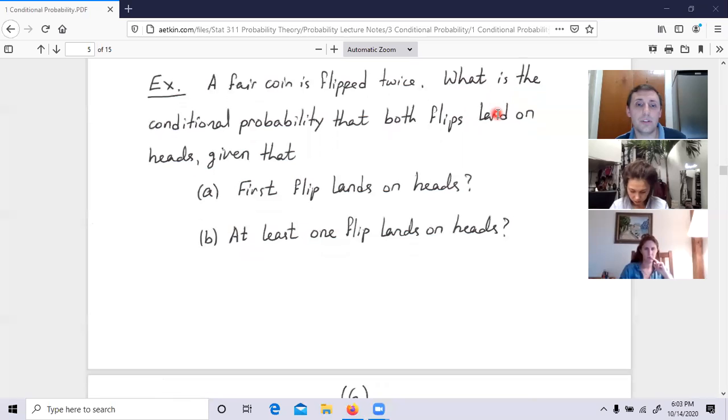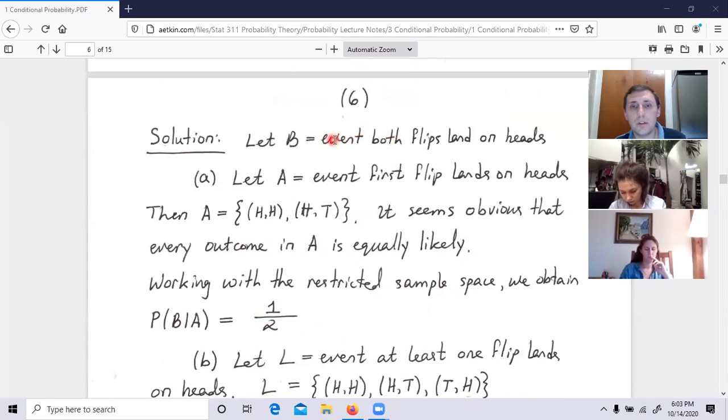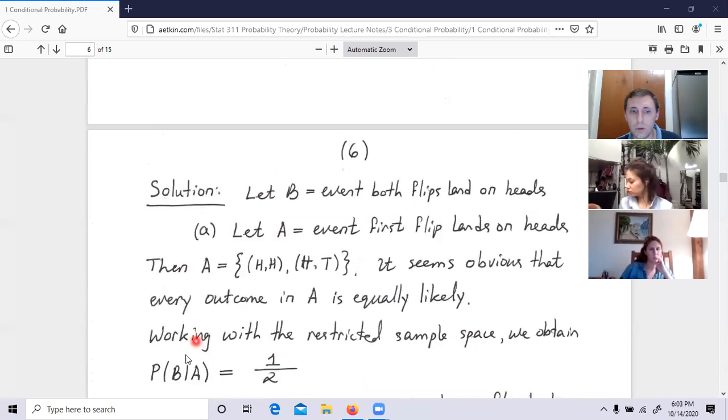All right, let's look through the solution. So B is the event both flips land on heads. And let's have capital A be the event that the first flip lands on heads. That means we have only two possibilities, heads-heads or heads-tails, correct? And for the probability of B given A, if we know that A happened, the first flip is heads, so either this outcome happened or this outcome happened, and there is no preference between the two outcomes. And I think all or most of you answered correctly.